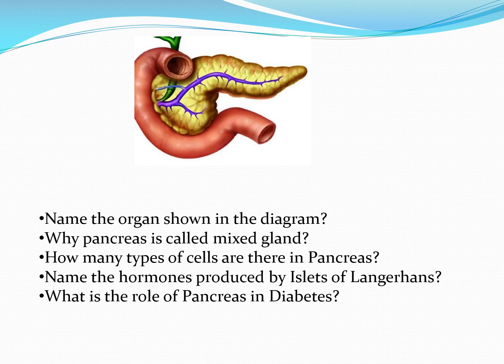Next question, how many types of cells are there in the pancreas? The pancreas possesses two types of cells, that is exocrine cells and endocrine cells. Exocrine cells secrete enzymes and endocrine cells secrete hormones. Next, name the hormones produced by the islets of Langerhans. Islets of Langerhans produce three hormones, that is insulin, glucagon and somatostatin.